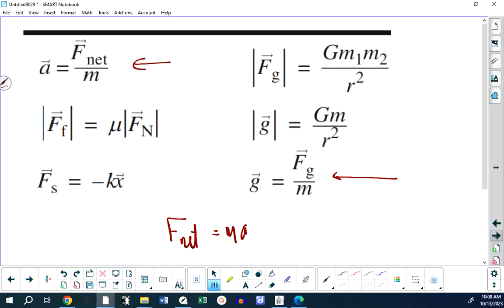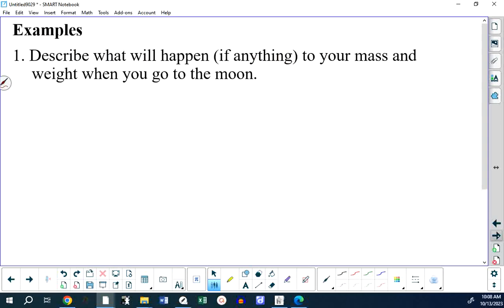Same thing here. I will very rarely write this. I will write that. But again, these two things are different. This is talking about what's actually happening to an object. Is it accelerating or not? This is just talking about any object at any point in time. Let's do the examples now. Very quick examples.